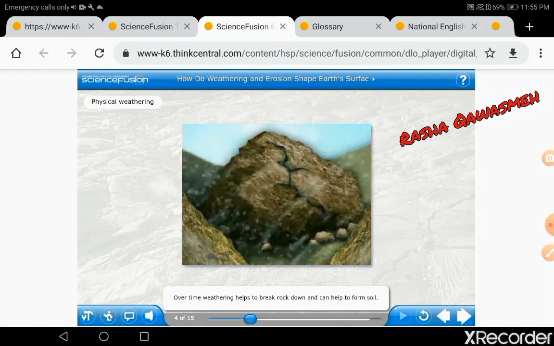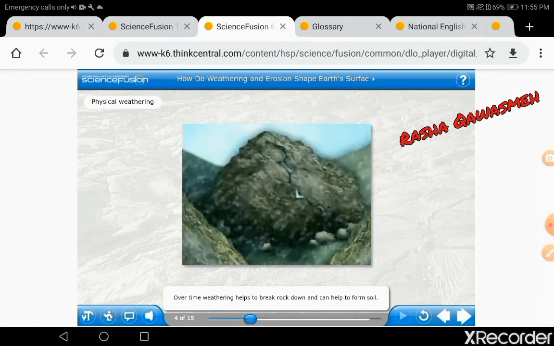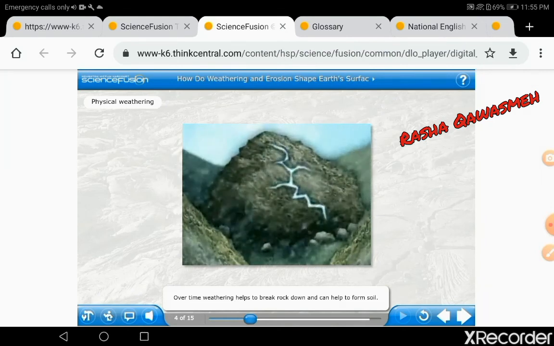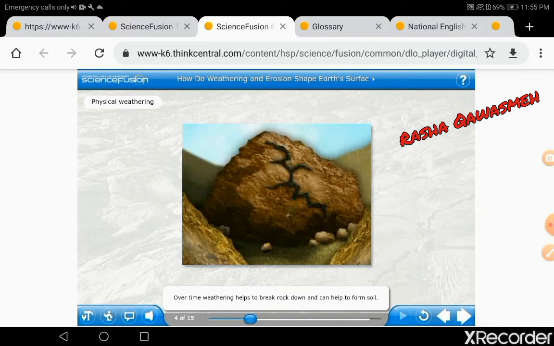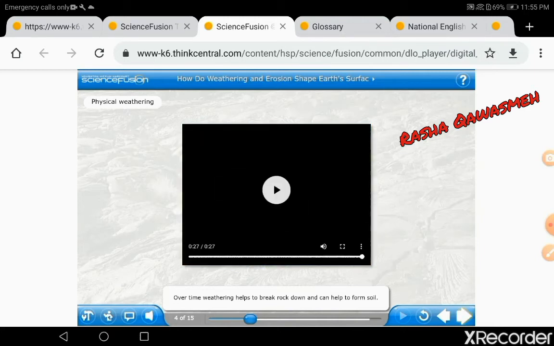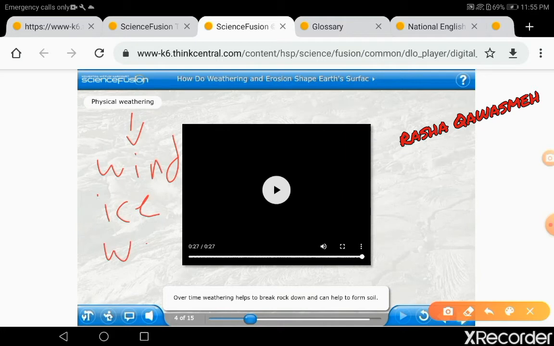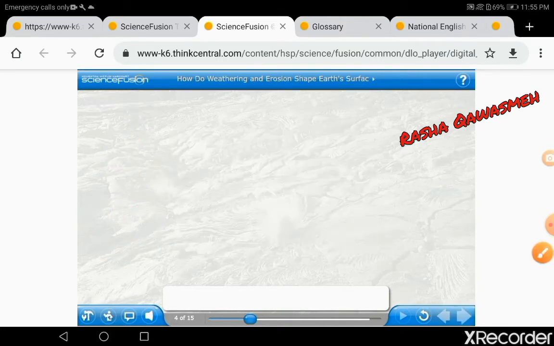Now this is by wind. Now by water. What happens to water when it freezes? Yes, it expands. Okay, so physical weathering happens by wind, by freezing, which is ice, or water. Okay, next.